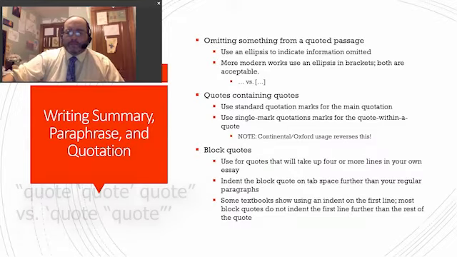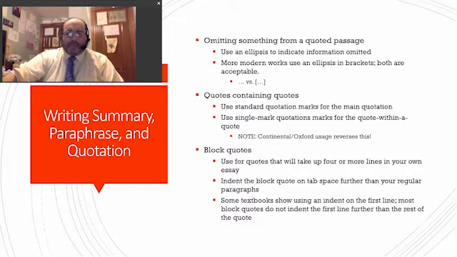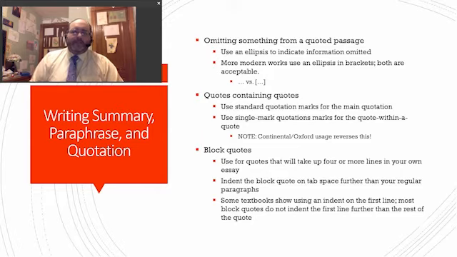And then we have a technique for block quotes. You use this for quotes, again, that will take up 4 or more lines in your own essay. So when you type them out, it's 4 lines or longer. You don't want any longer than that. You want to indent the block quote 1 tab space further than your regular paragraphs. So if you're hitting tab once to start a paragraph, to do a block quote, each line of it should be tabbed in twice.